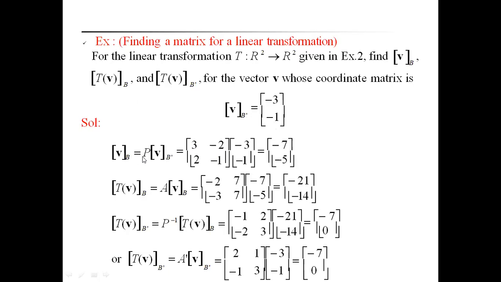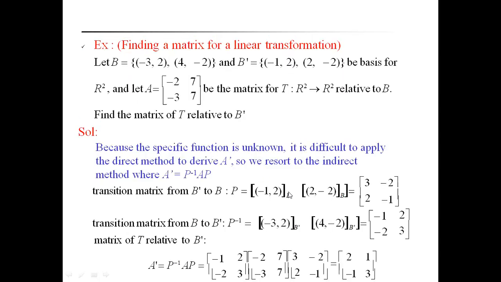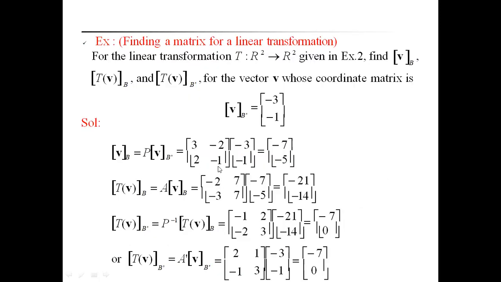That is the formula you already have: P, the transition matrix, into the coordinate matrix of V relative to the basis B dash. The transition matrix P is already 3 minus 2, 2 minus 1. Using that P and V relative to the basis B dash, multiply these two, and we get minus 7, minus 5. This column matrix is the coordinate matrix of V relative to the basis B.